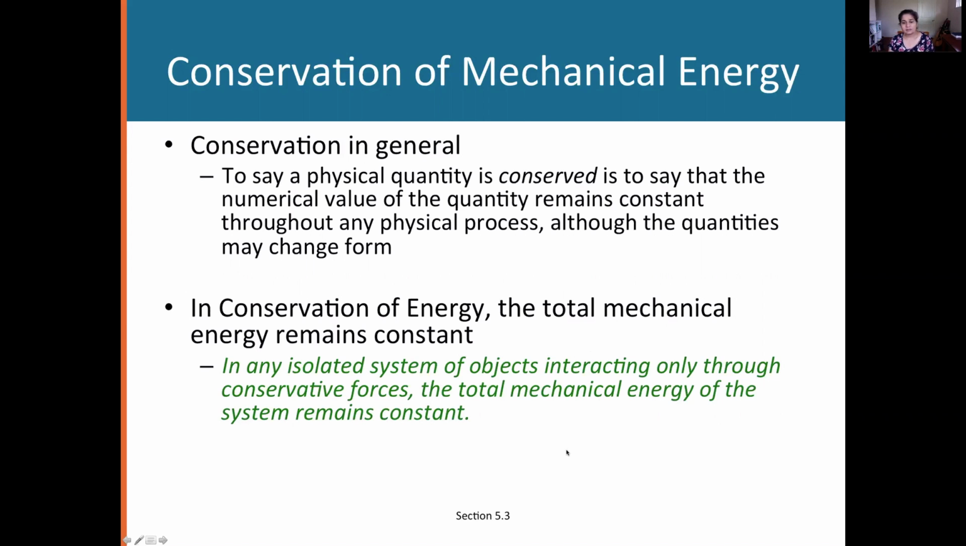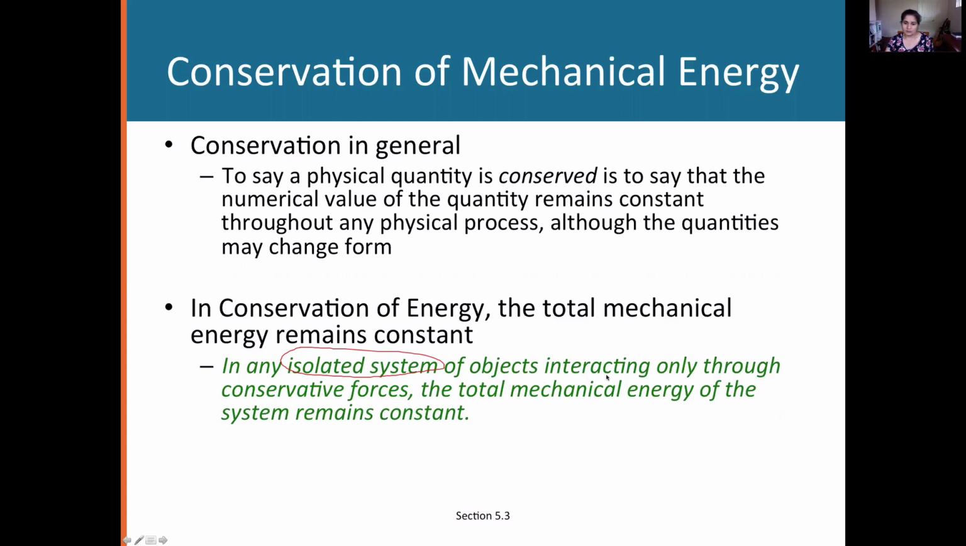So let's read this green statement here. In any isolated system of objects interacting only through conservative forces, the total mechanical energy of the system remains constant. So there are a few important things here, and I just want to highlight them for you. One is isolated system. Okay, what does that mean? An isolated system means that you do not have any exchange of energy or any kind of interaction with whatever is outside the system. Okay, so the only interactions occur within the system. That's important. No energy can escape from this system. No energy can come into the system.